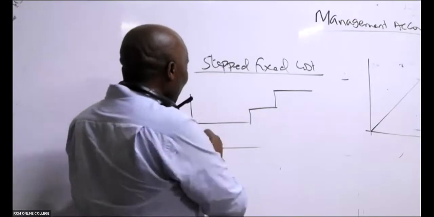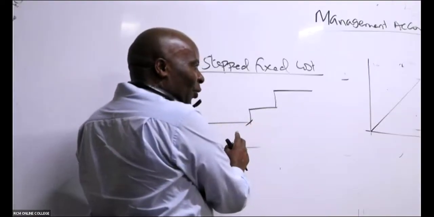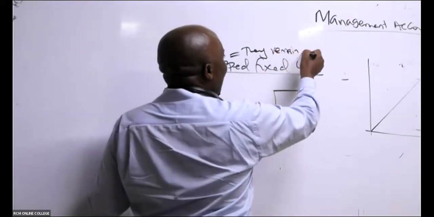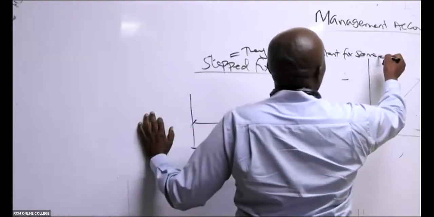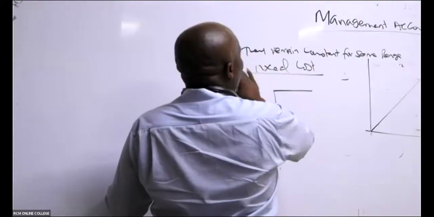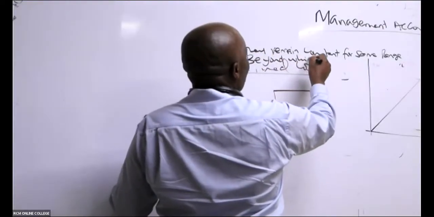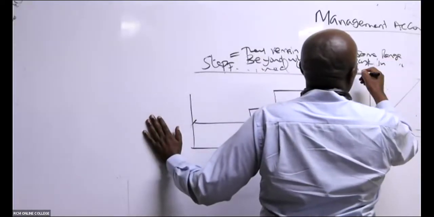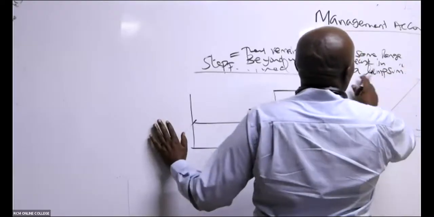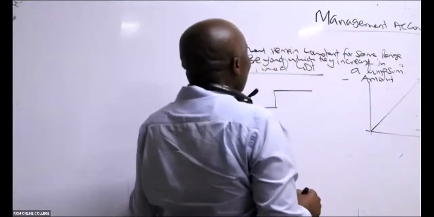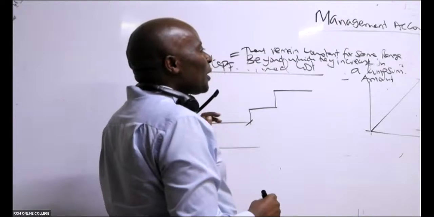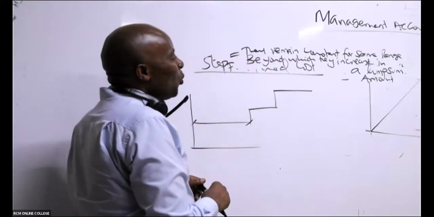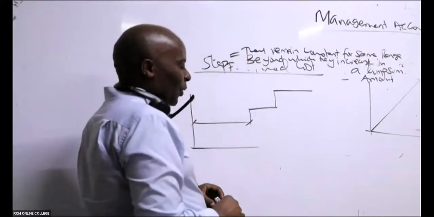So stepped fixed costs, ladies and gentlemen, remain constant for some range, beyond which they increase in a lump sum amount. They remain constant for some range, beyond which they increase in a lump sum amount. So the lump sum is the step.